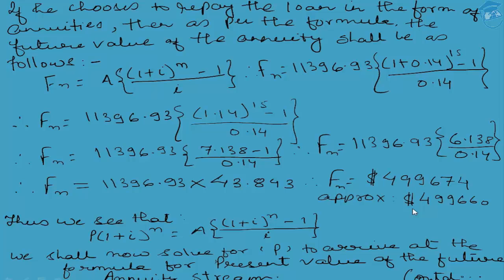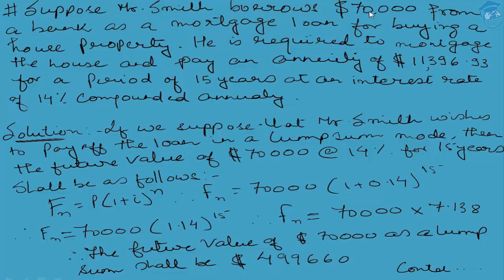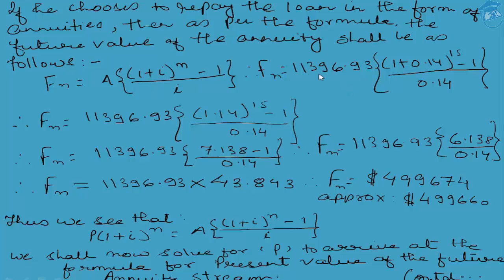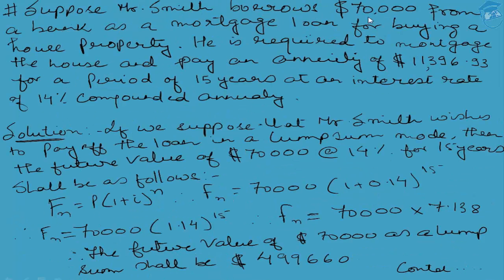Other way to understand this thing is that if Mr. Smith has to calculate the present value of the annuity of 11,396.93 against a rate of interest of 14% for the next 15 years, his present value should be 70,000 USD. In other words, students, once again, if Mr. Smith has to calculate the present value of the annuity of 11,396.93 for 15 years against 14% rate of interest, then his present value shall be 70,000 rupees.